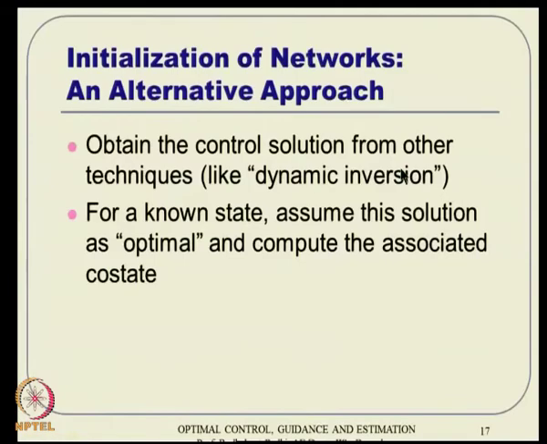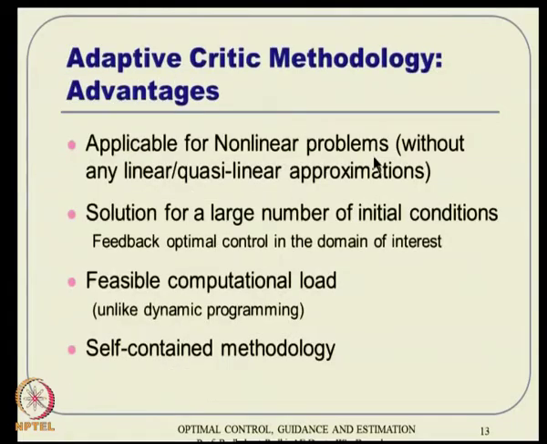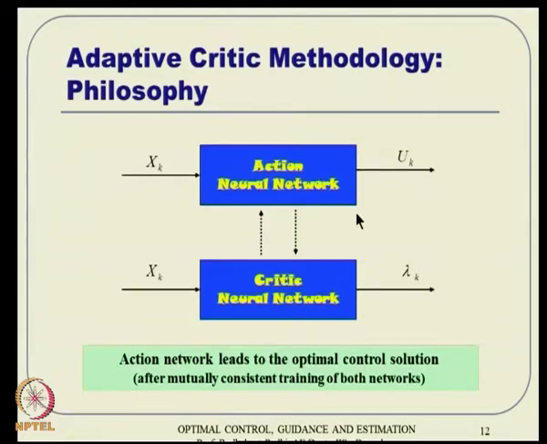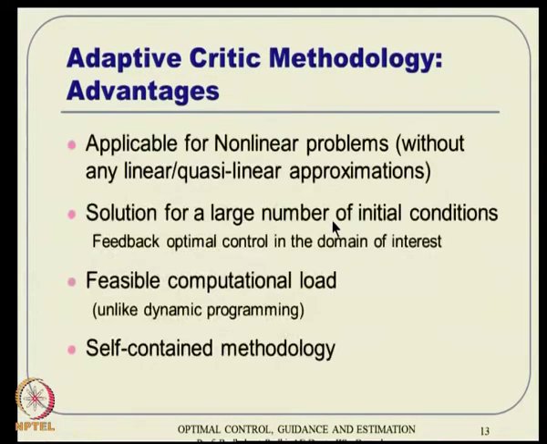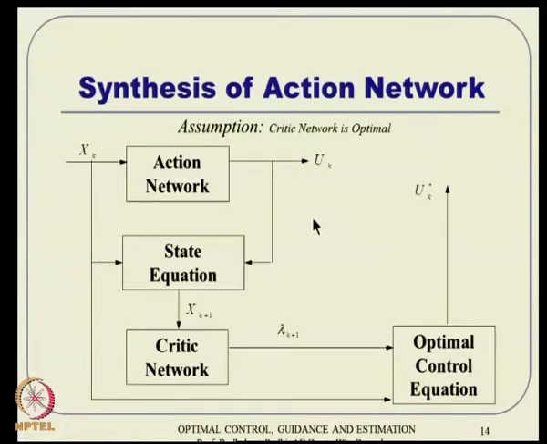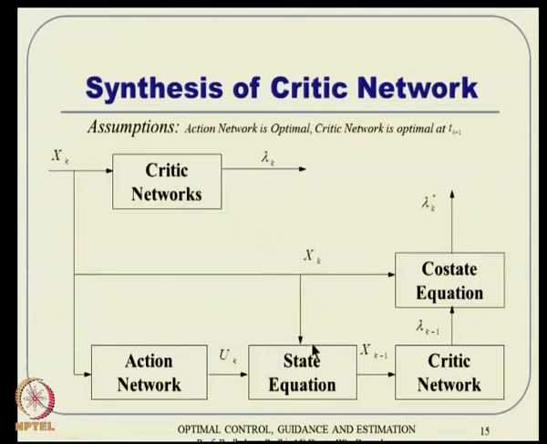So, what happens here is, if you go back to this approach, there are actually two networks. I forgot to tell you that in this training procedure, action and critic, you first train the action network assuming the critic network is optimal, then you go on to train the critic network assuming the action is optimal.